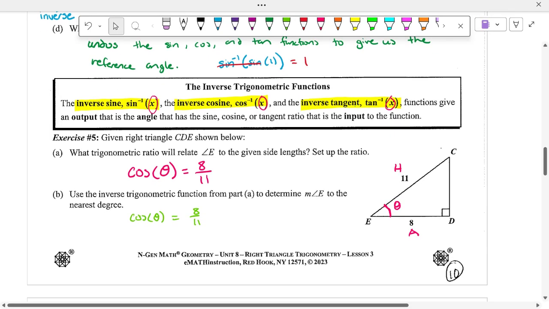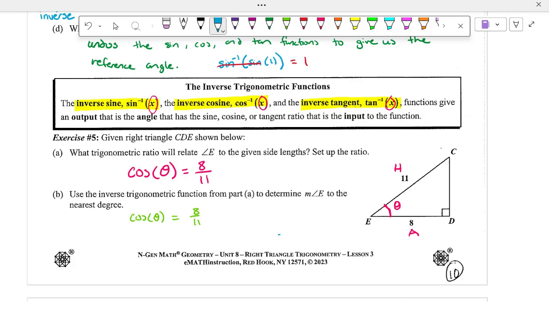Now, I need to get theta by itself. So how do I undo the cosine again? You take the inverse cosine of it, or arc cosine, however you want to put it. Because arc cosine of cosine of theta is just theta. And remember, whatever I do to one side of the equation, I got to do to what? Other side. So I'm going to take the inverse cosine of the other side. So this cancels out. So I get theta is equal to the inverse cosine of 8/11.